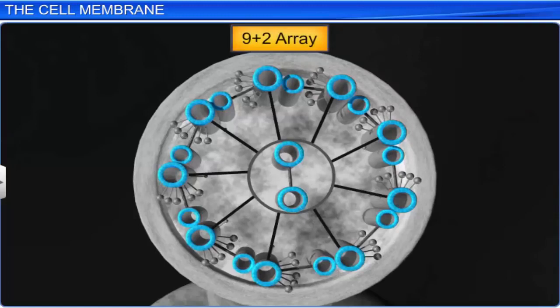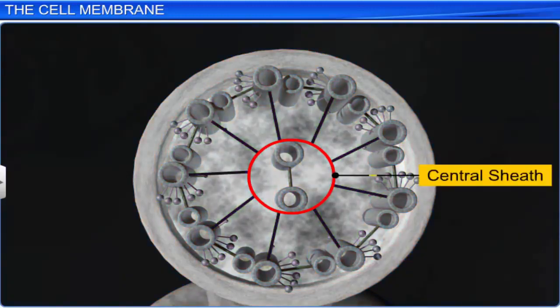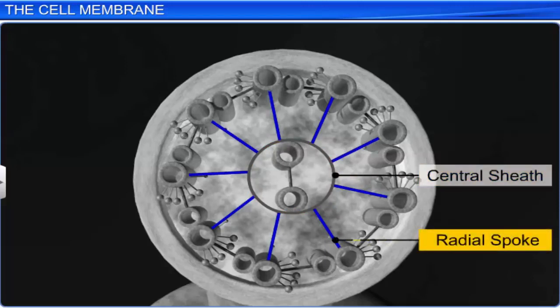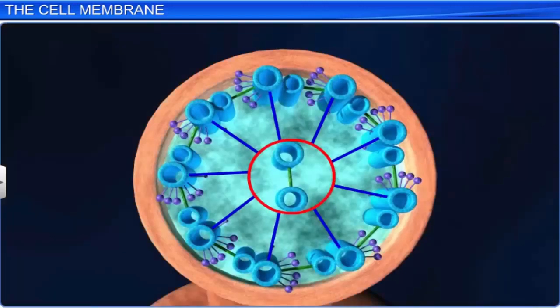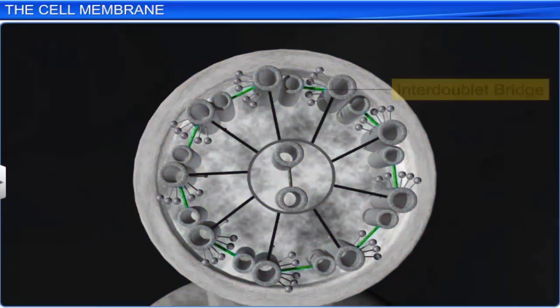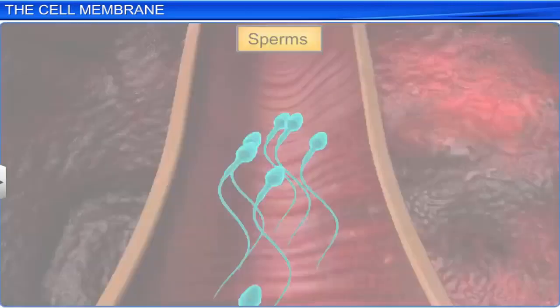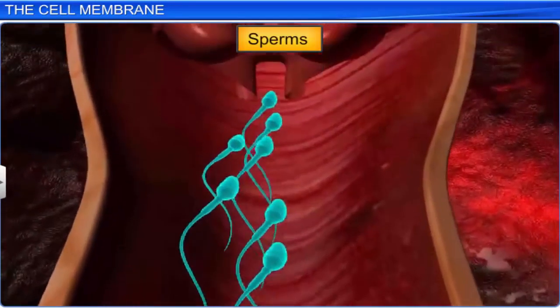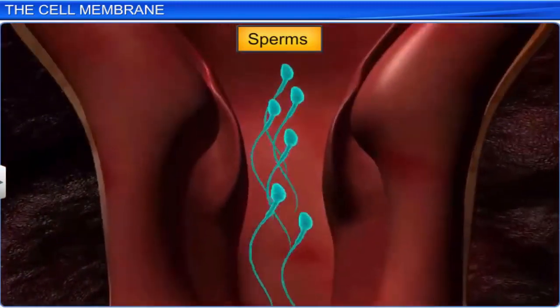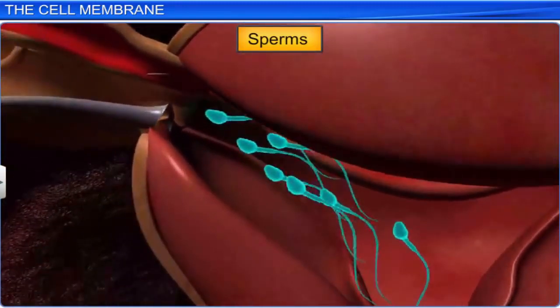The central microtubules are enclosed by a central sheath, which is connected to one of the microtubules of each peripheral doublet by a radial spoke. The peripheral doublets too are interconnected by linkers called an interdoublet bridge. The cilia and flagella help the cell propel or move the fluid surrounding the cell. Thus, it helps in motility.